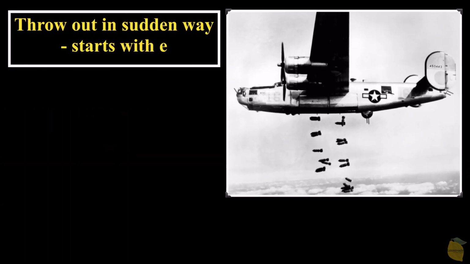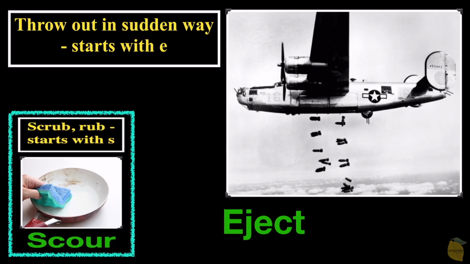Throw out in a sudden way starts with E. In this picture, we can see a plane that is throwing bombs in a sudden way. So this means the word is going to be eject. And let's recall the previous slide, which is scour.